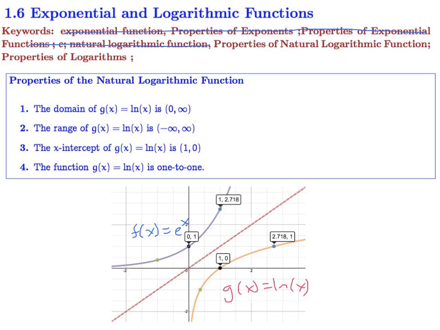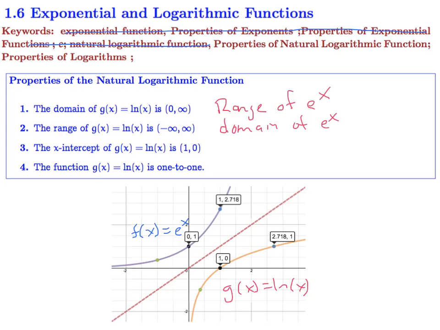Well, the domain of the natural log function has to be 0 to infinity, because this was the range before of e to the x. The range of the natural log function is negative infinity to infinity, because this was the domain of e to the x. That is, we've just flipped range and domain with inverse functions. The x-intercept of the natural log is (1, 0), since this was the y-intercept of e to the x. And of course, this function is also one-to-one because it has an inverse.